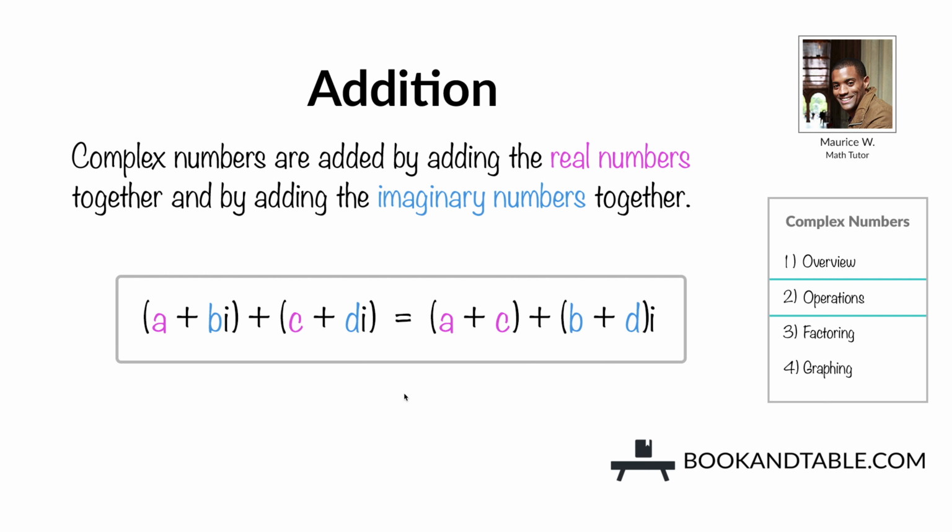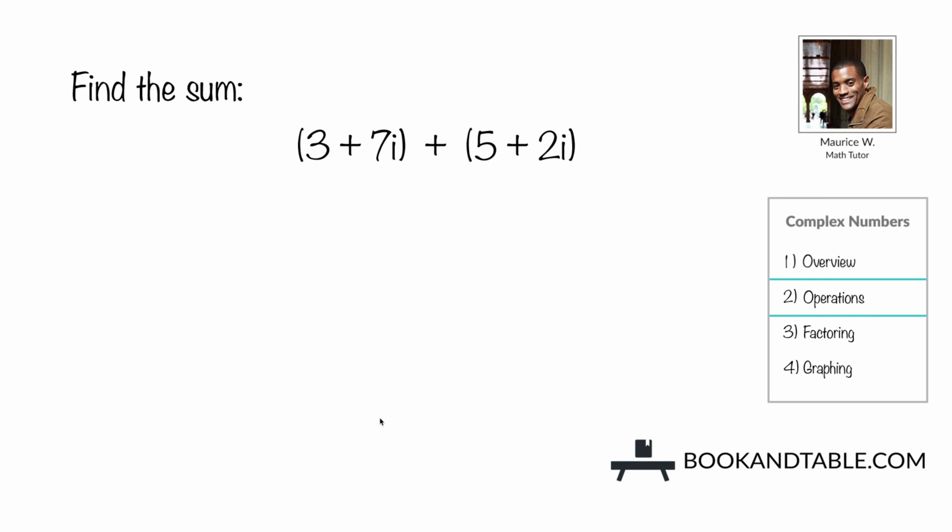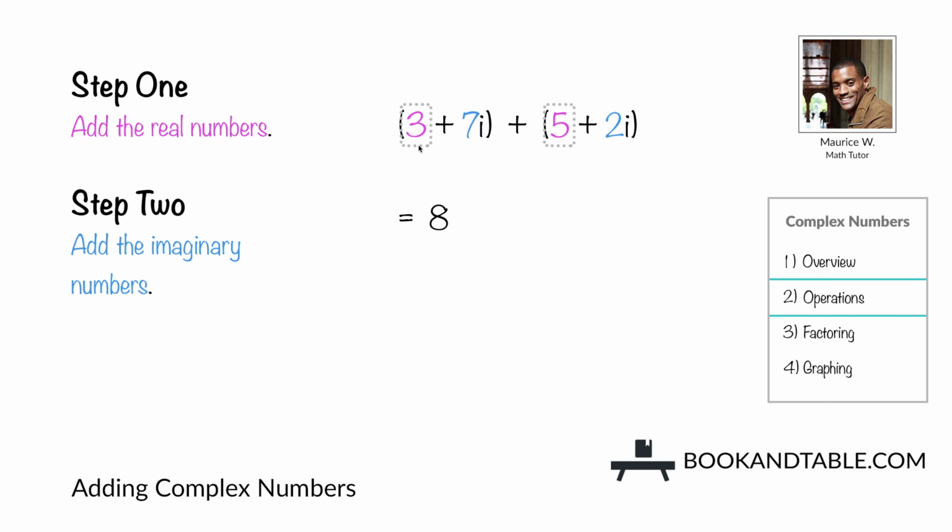So for addition, add the real numbers together, add the imaginary numbers together. So let's say you're asked to find the sum of 3 plus 7i plus 5 plus 2i. Step 1, add the real numbers. The real number in the first complex number is 3, and the real number in the second complex number is 5. So we add those together. 3 plus 5 would give us 8.